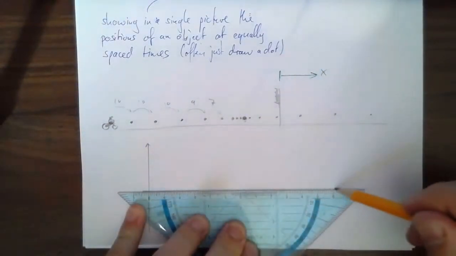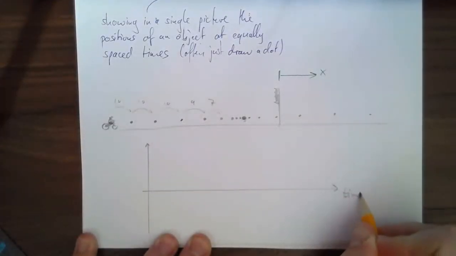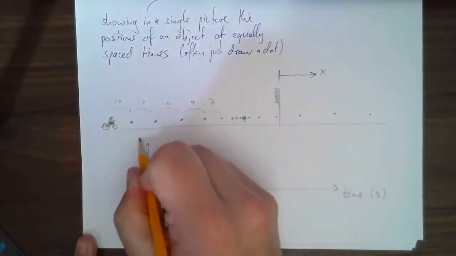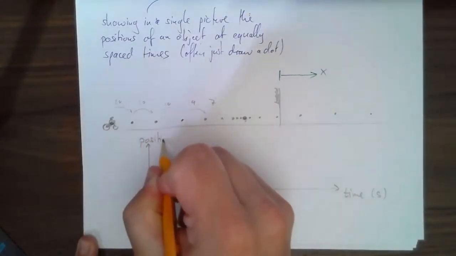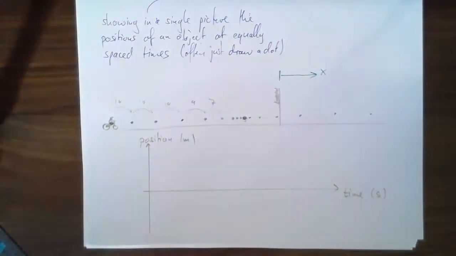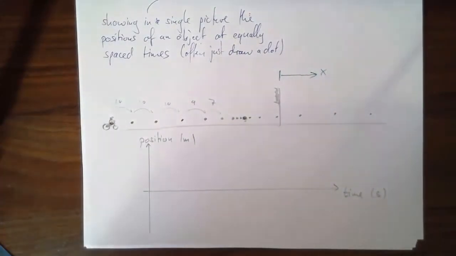Right. So we're going to draw a position as time graph. Draw the time here. I guess it's in seconds. So I'm not really going to worry about numbers. I'm just going to worry about the shape, so we understand what's going on. It's the position in meters. So we're going at a constant speed down here.